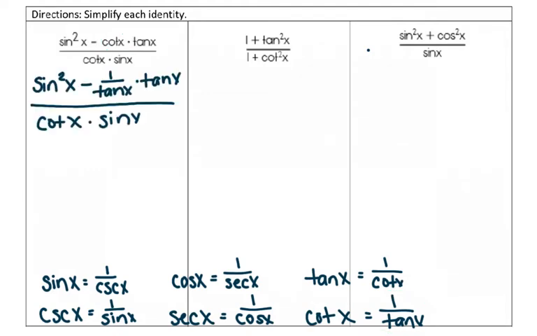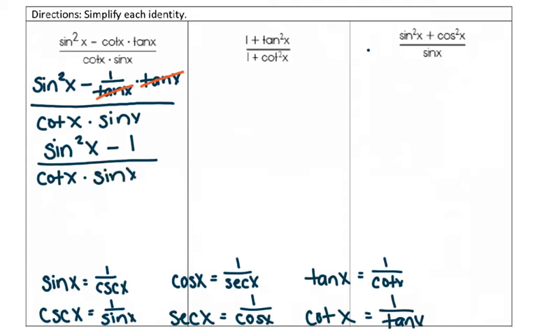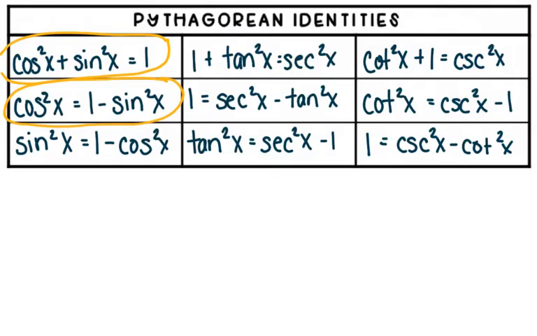When I do that, notice that I have a tangent on top, a tangent on the bottom. So those could actually cancel out. So on top, I would just have this. Alright. And on bottom, I have cotangent x times the sine of x. On top right here, this looks like a Pythagorean identity, and it is. You just have to manipulate it a little bit. So let me go back here.